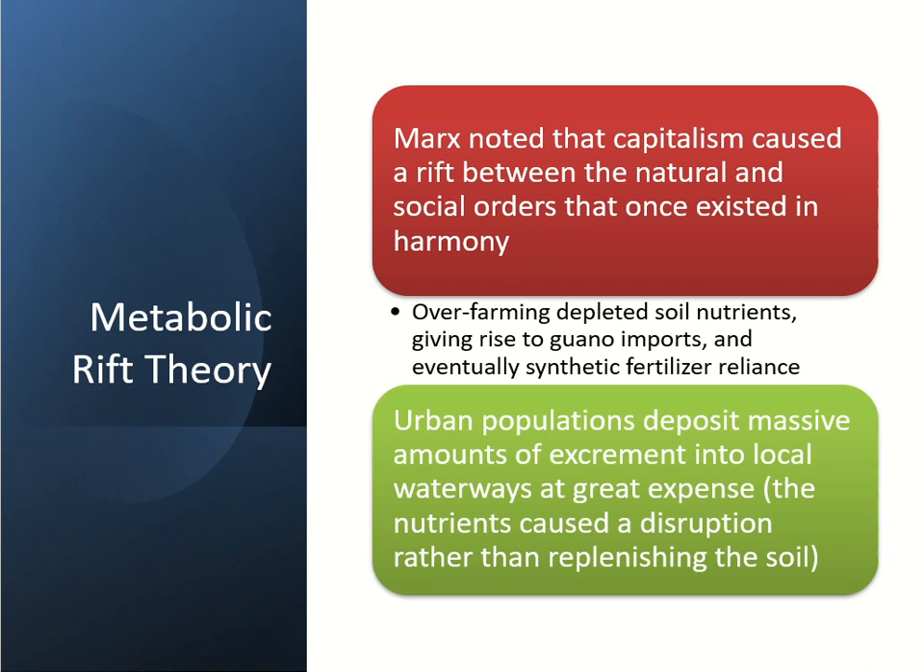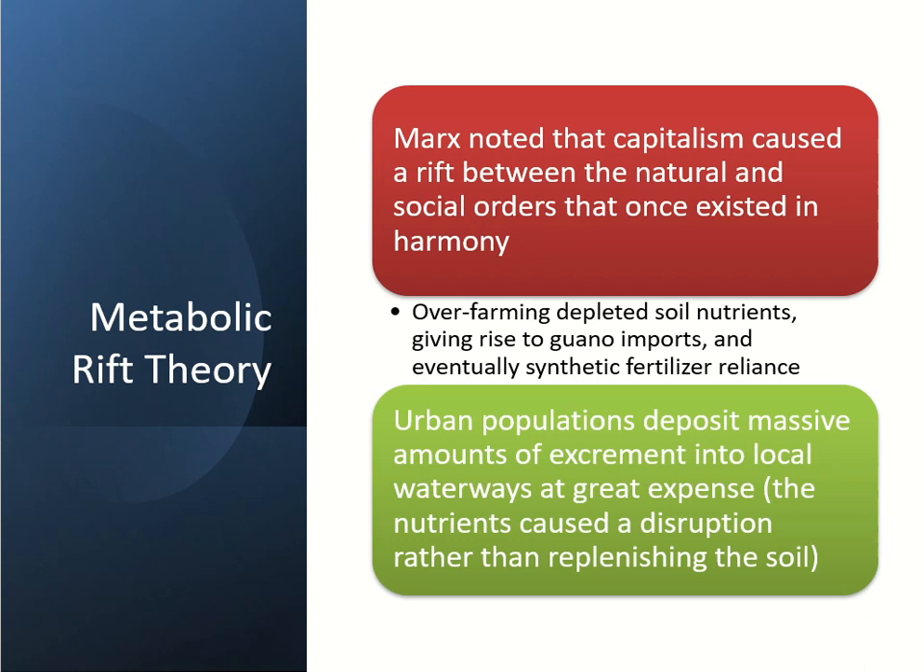Metabolic rift theory was actually introduced by Marx in the 19th century, as part of his third volume of Capital. He blamed the capitalist mode of agriculture for some of the problems that we're seeing. He says it creates a rift between the natural and the social order that once existed in harmony before people got involved with farming in different capacities. And over-farming has depleted soils, as we've seen.